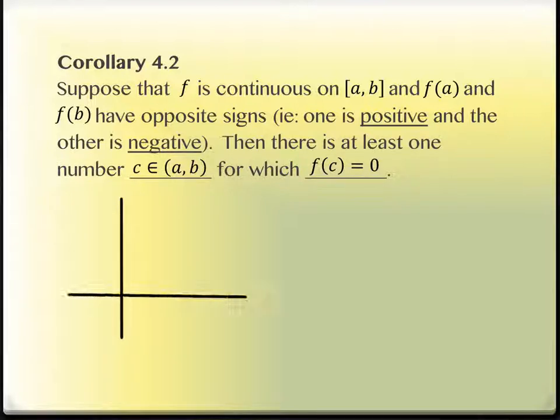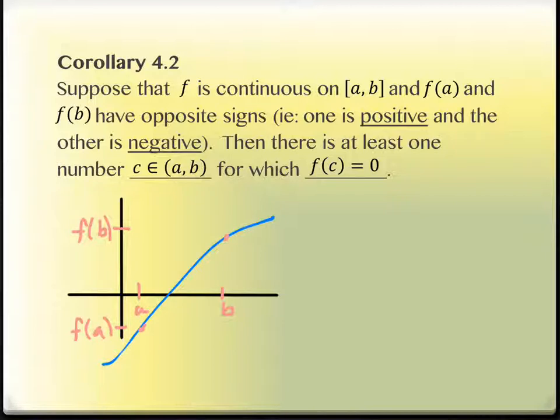So I've got the same picture I had before, except that the graph actually has some of the values below the x-axis, and some of them are above. So here's A, here's B. Over here, f of A is negative, and up here, f of B is positive. So far, so good? F of A and f of B have different signs. One of them is positive and one of them is negative. What this corollary says then is that there's some place that I had to have crossed the x-axis.